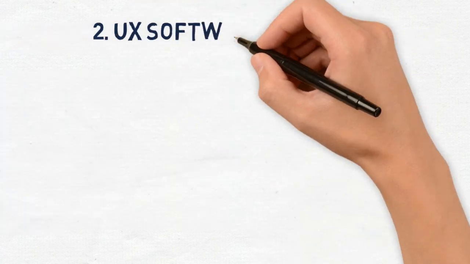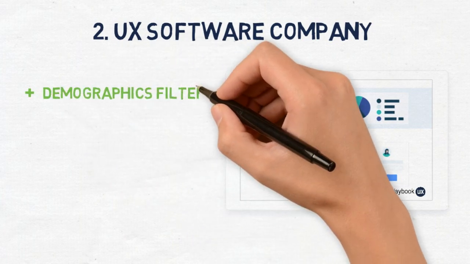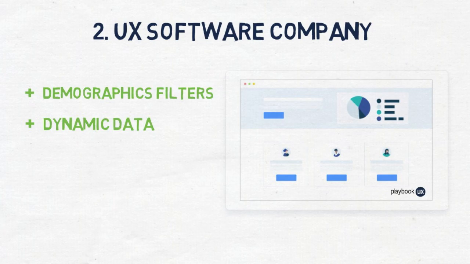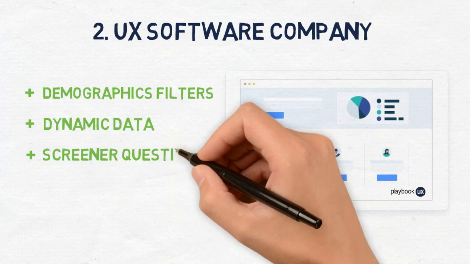The second way to recruit participants is to use software companies that specialize in recruiting. In this case, you can filter demographic criteria for your specific population, and the software will match you with the participants who applied for your project through a project board or an email blast. Typically, these UX softwares are very convenient and easy to use.